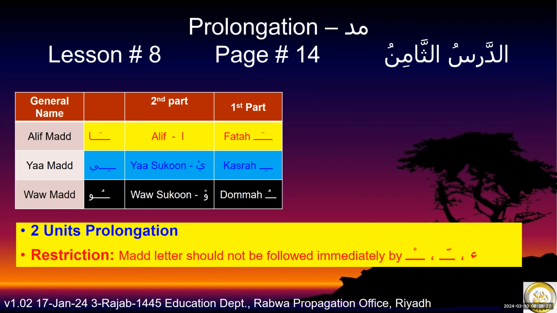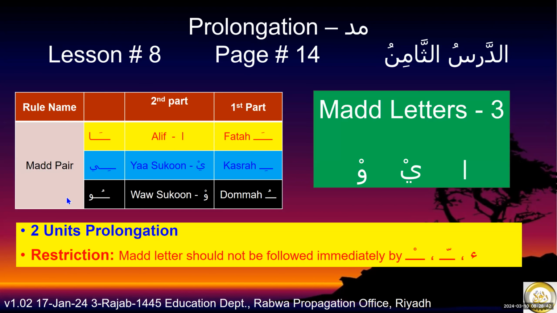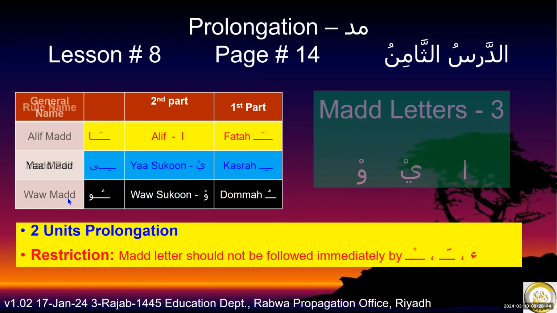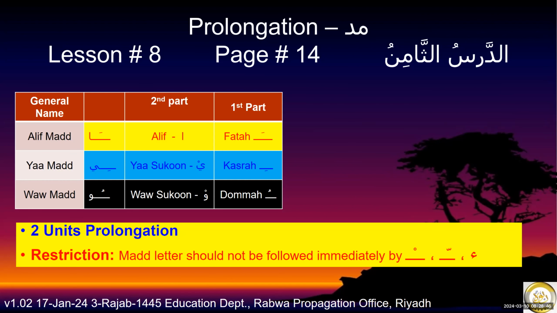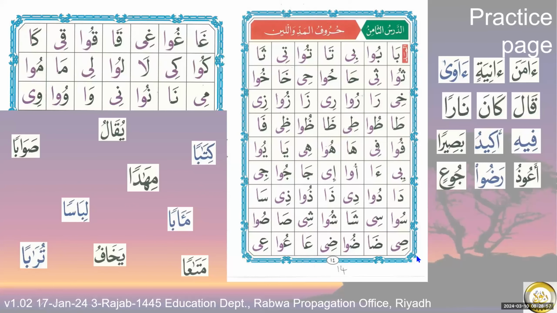So in all these 3 cases, the pair should not be disturbed. 100% it has to be followed. Fatha followed by alif must be there, kasra followed by ya sukun must be there, dhamma followed by waw sukun must be there. Then only it is called alif mad, ya mad, and waw mad. The restriction is it should not be followed by hamza, shadda, or sukun.